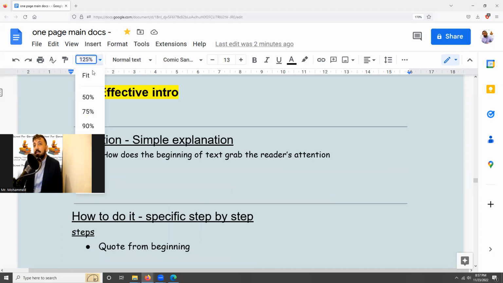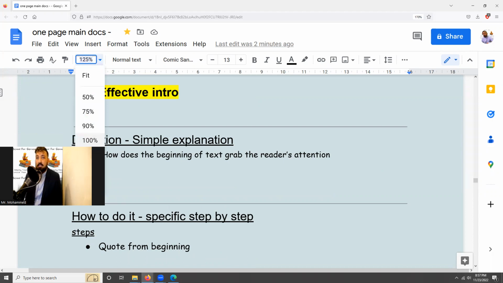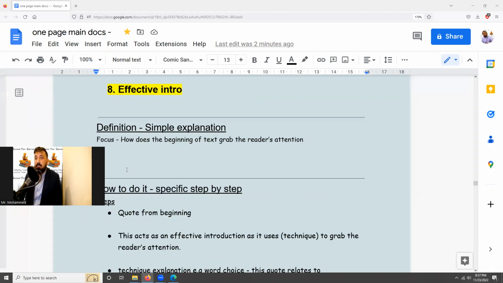So, an effective introduction question asks us to look at the beginning of the text, whether it's the article in our RUAE. We also could have this in our Scottish text. It could be asking us to look at the beginning of the poem, for example. So, anytime you see effective introduction, it's asking you to look at the beginning of the text.